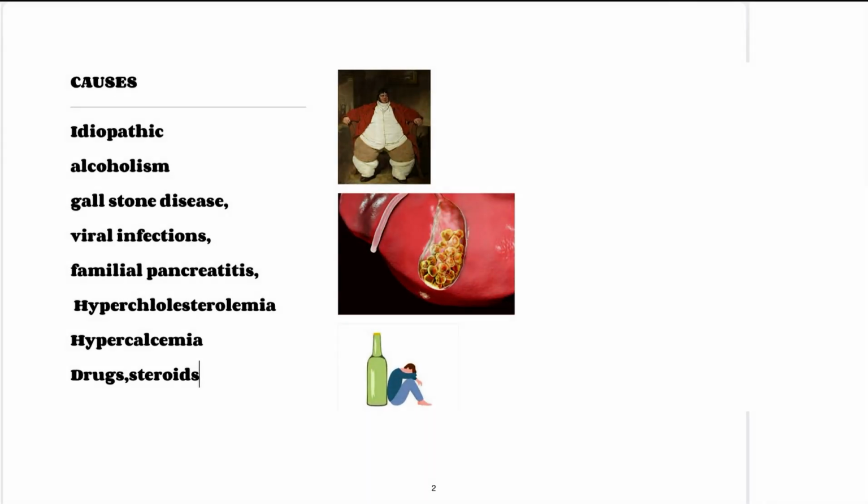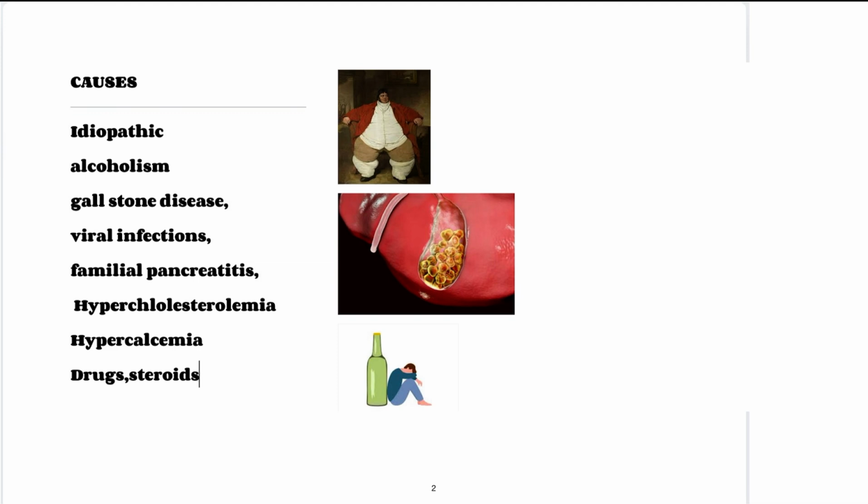The causes include alcoholism, chronic alcoholism, or a person who is severely alcoholic, and if a person has gallstones. We just saw the image of the pancreas and we saw the gallbladder too, and it's connected through the same duct, and the secretion is passed to the duodenum. So the gallstones can impact and cause inflammation of the pancreas.